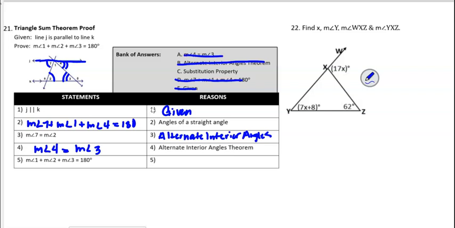Notice that we substituted the 2 for the 7. See that right there? So it was 7 up here. And then we substituted the 3 for the 4 right there. See that? Because of this statement right here. Okay? So this is substitution property.